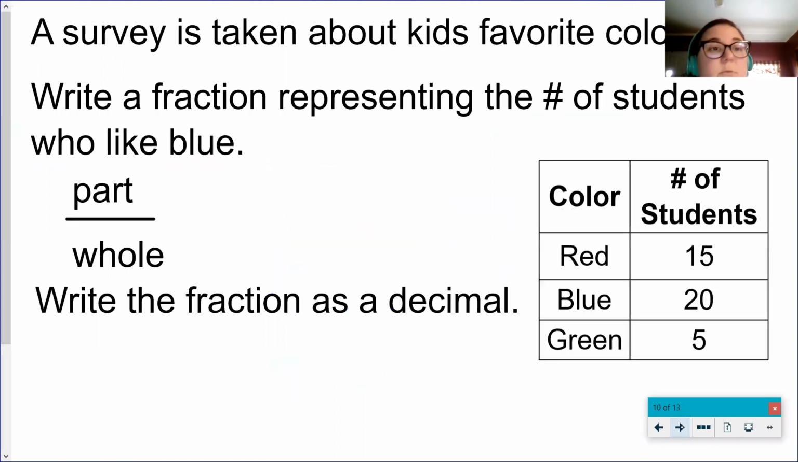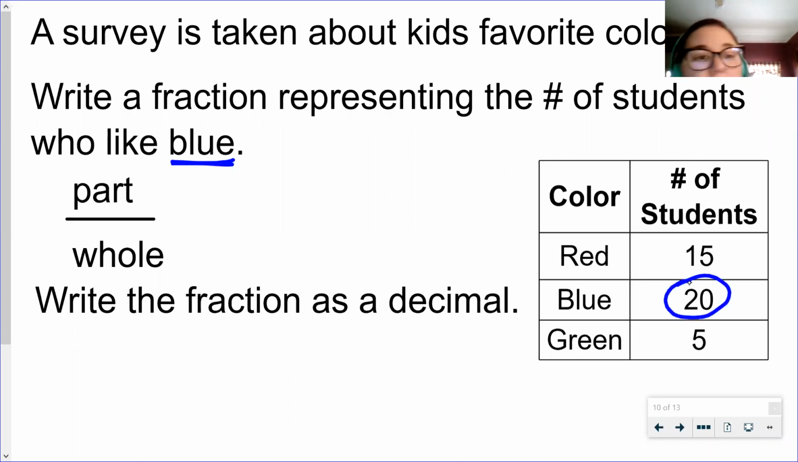Okay, next question. Again, another survey. So a survey is taken about kids' favorite color. Write a fraction representing the number of students who like blue. Okay, so we want the blue kids. Not physically blue, but they like blue. So how many like blue? Okay, that's the part, right? So the part is the blue. So 20 out of the whole.